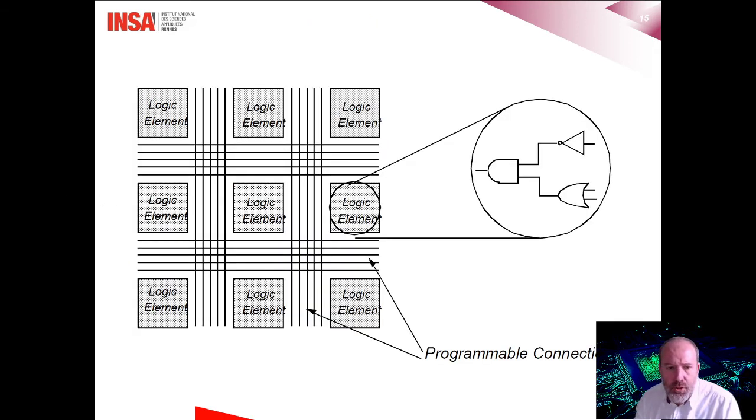The current figure shows the organization of an FPGA. In particular, we see a matrix of logic elements arranged in rows and columns. Each logic element is able to implement a particular logic function, and it communicates with the other logic elements via programmable connections.